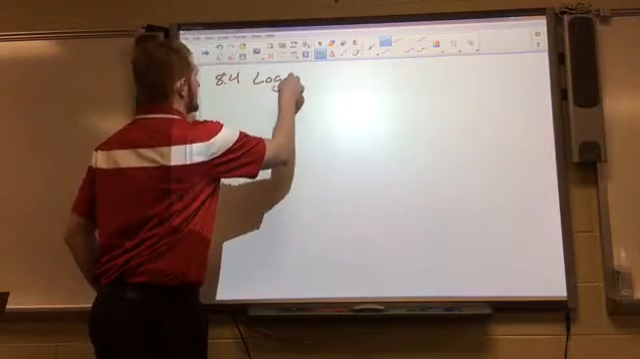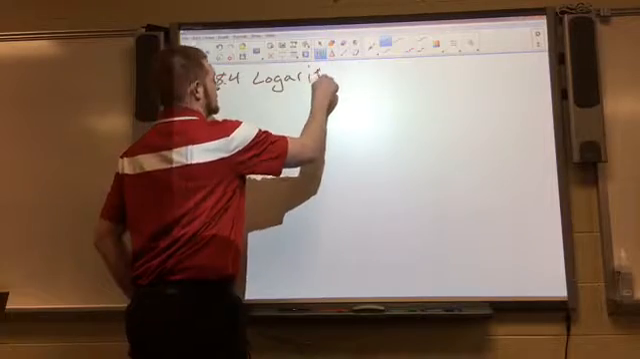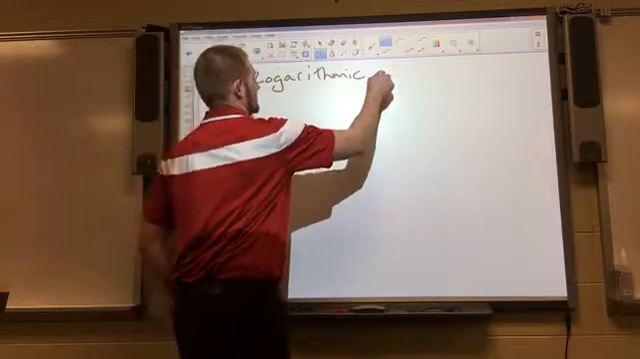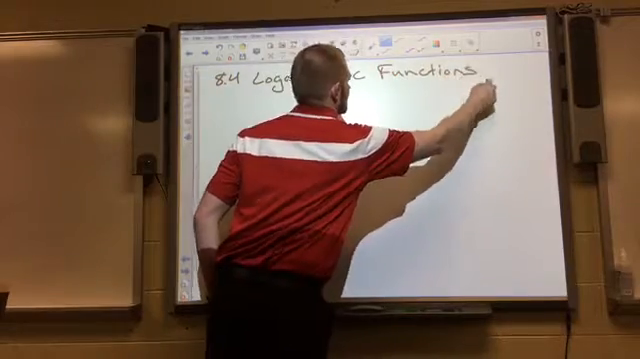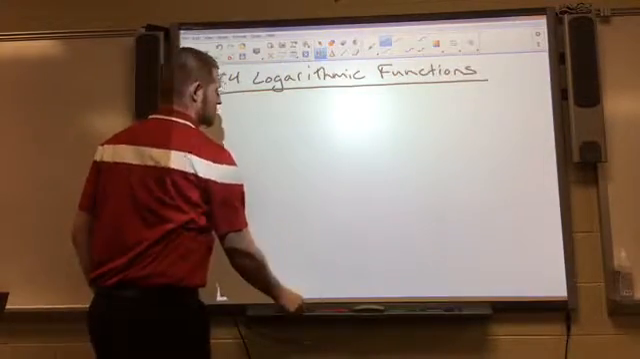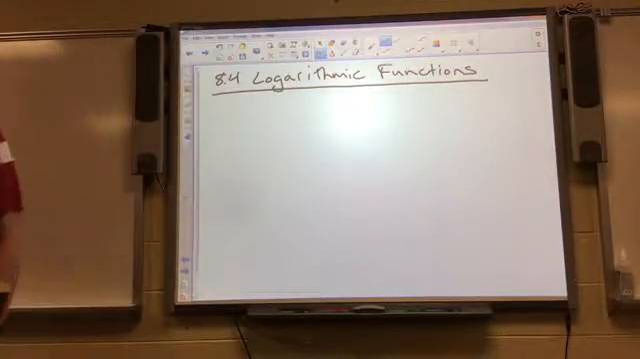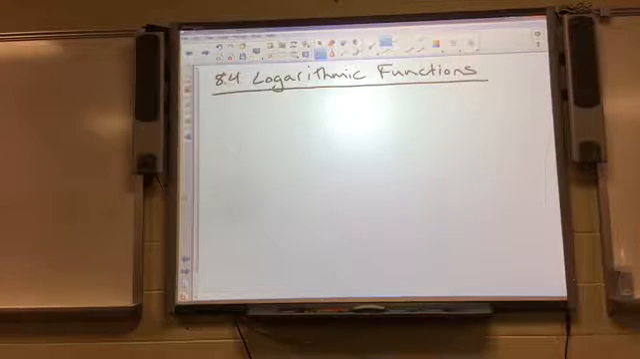Is logarithmic functions. Basically, we will be solving for variables in the exponent position.